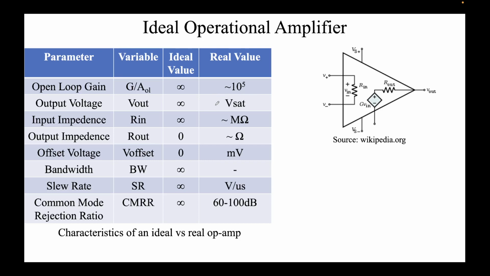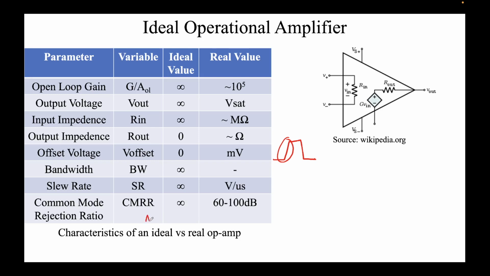Output voltage similarly will be saturated at Vsat. Input impedance is usually mega ohms. Output impedance is fairly low, in ohms. Slew rate is how fast your circuit is switching, like from low to high and high to low, and so on. The slope is what is known as the slew rate.